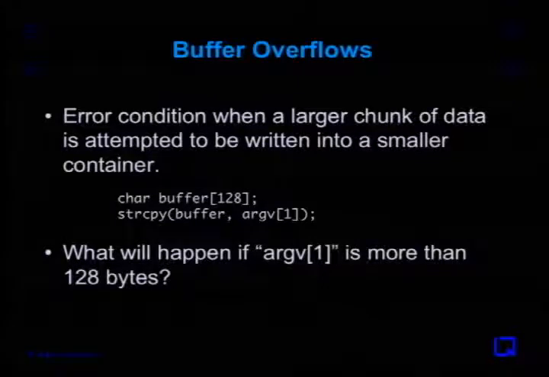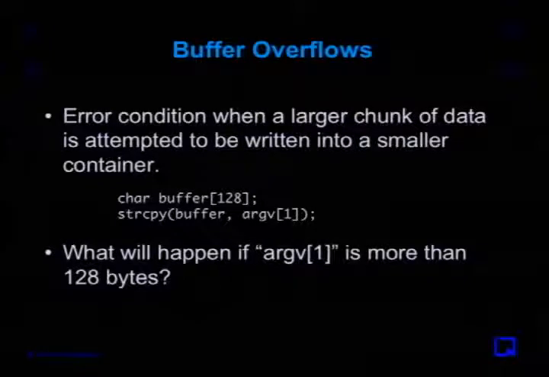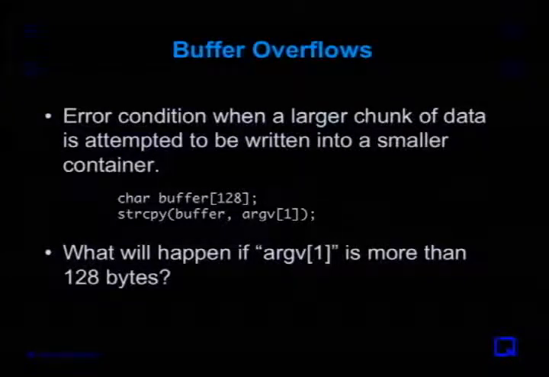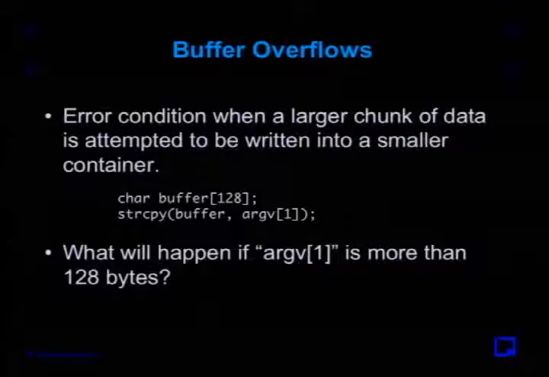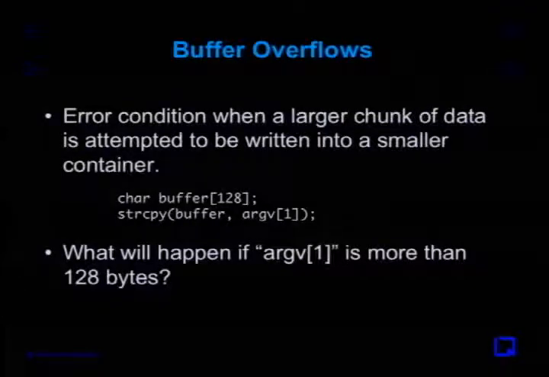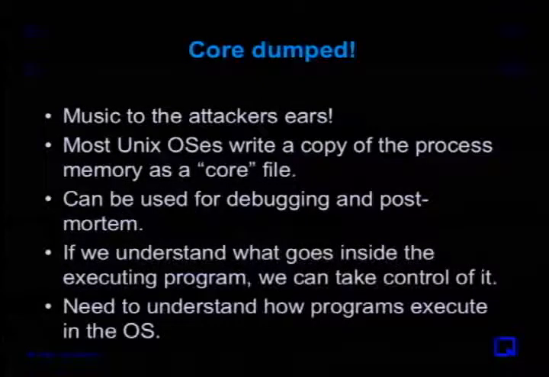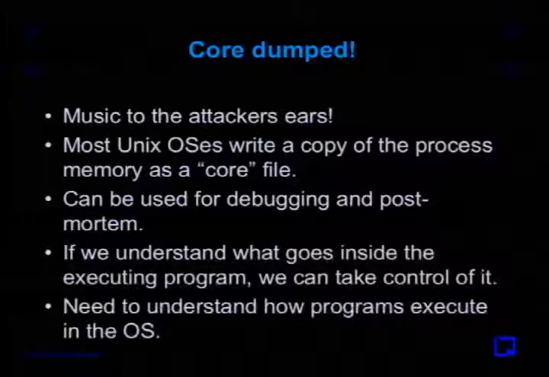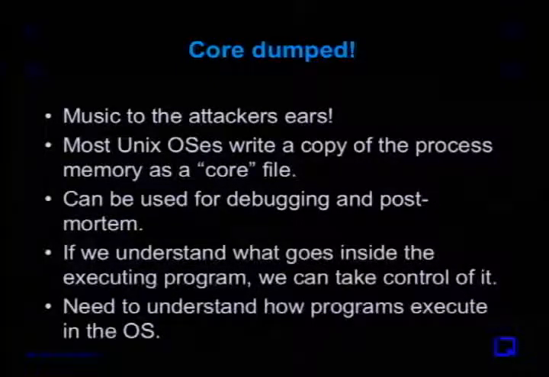Okay. If you take code like this, for instance, buffer[128], strcpy argv[1] into buffer, classic error situation. If you have command line argument 1 which is more than 128 bytes, this program is going to puke. It's going to throw up core. You get segmentation fault, core dumped. And for guys like us, core is music to the attacker's ears. We'll use the core file to do post-mortem debugging, figure out what caused the problem, take a look at the registers, and then begin the whole process of exploit development.